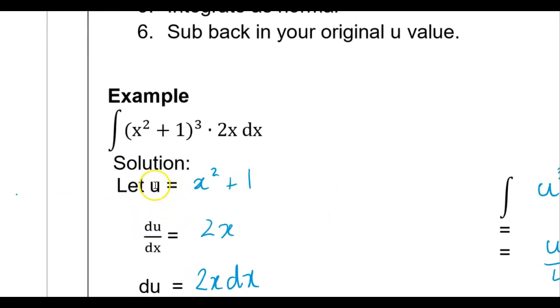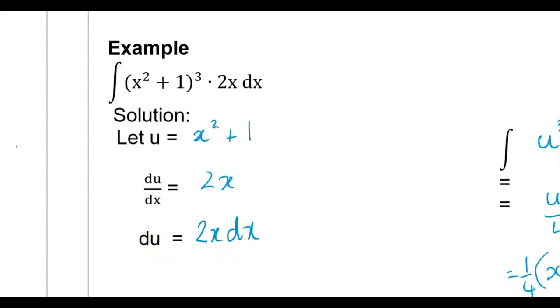Therefore, if we differentiate u with respect to x, so we get du dx, we're going to get 2x. Then I'm going to multiply both sides by dx, because these two parts we haven't used as separate parts before. We've just thought of it as the change in one with respect to the other, but it's du over dx. Multiply both sides by dx, and I get du is equal to 2x dx.